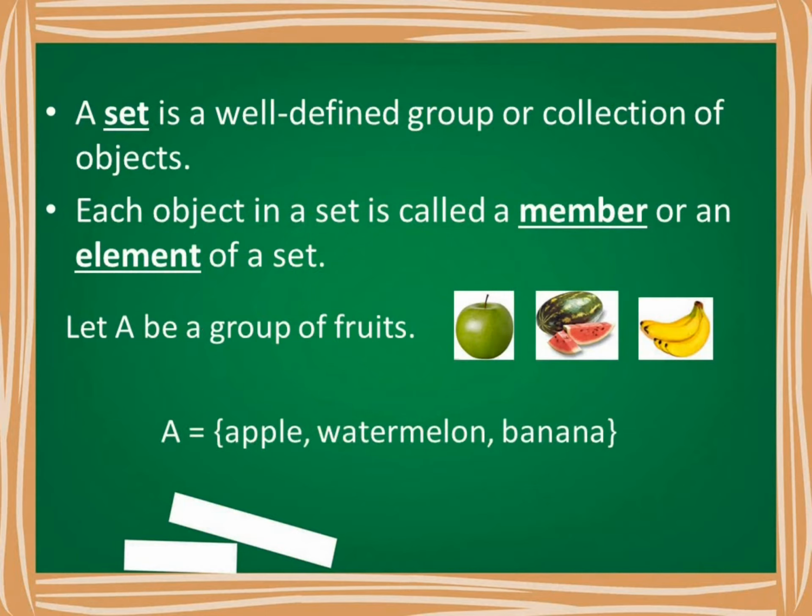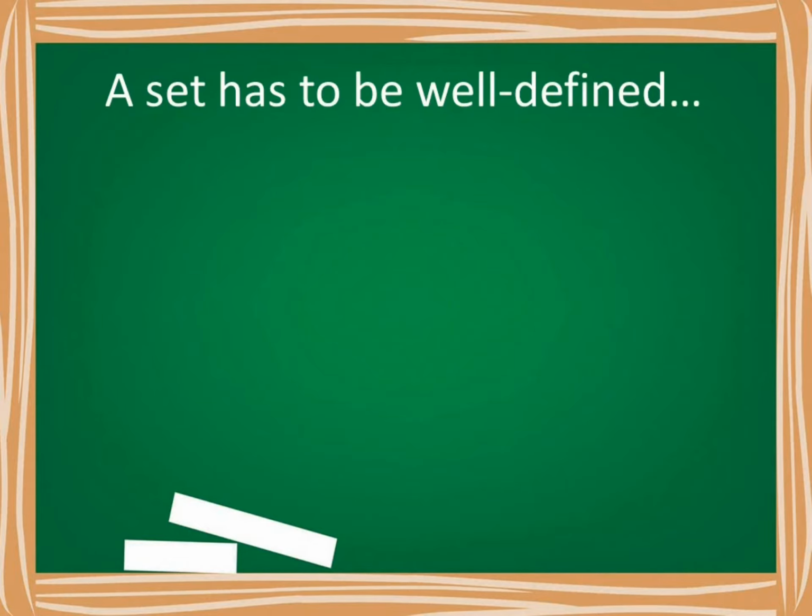The name of the set is usually written in capital letter. The elements of set A are apple, watermelon, and banana. And one more thing, the elements of a set are always enclosed by braces. A set has to be well-defined. These are sets with an exact object or elements. Here, you can easily determine the elements included in a set being described.